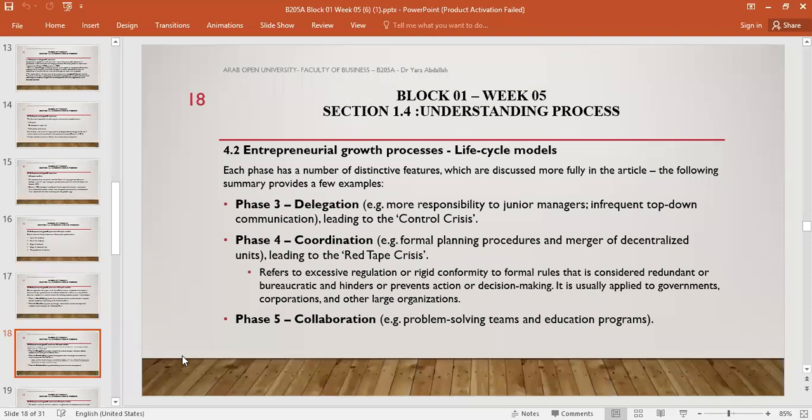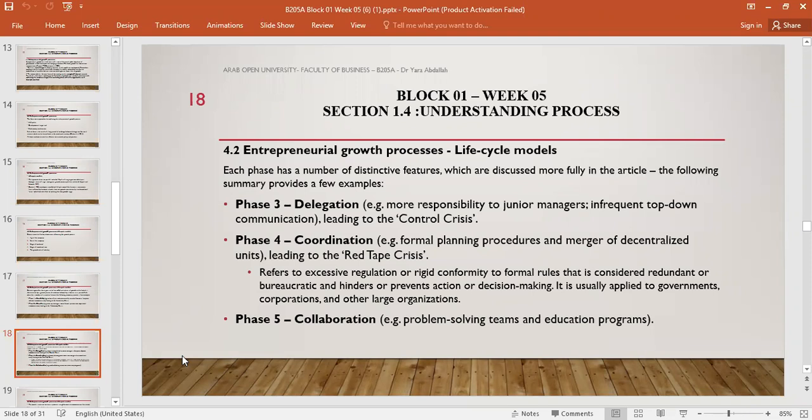Phase 4 is the coordination. Coordination of what? Coordination of activities. Because after delegation of authority, the juniors should communicate with each other. This is why they should make a formal plan. And if there is no formal plan, this can let the problem of a red tape crisis appear.